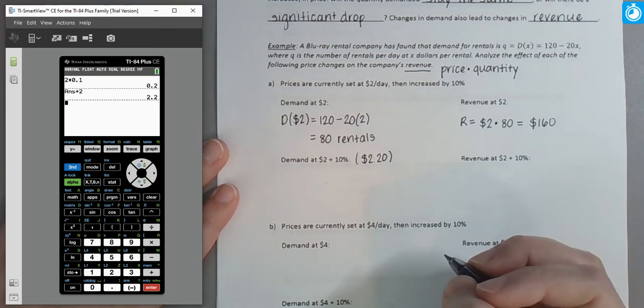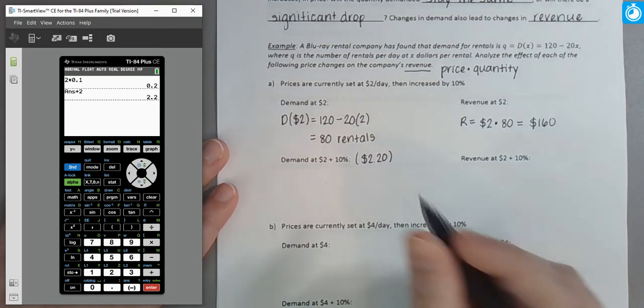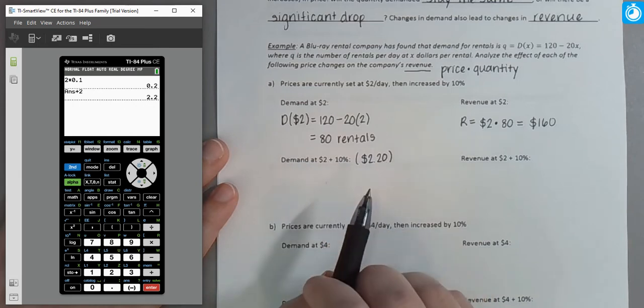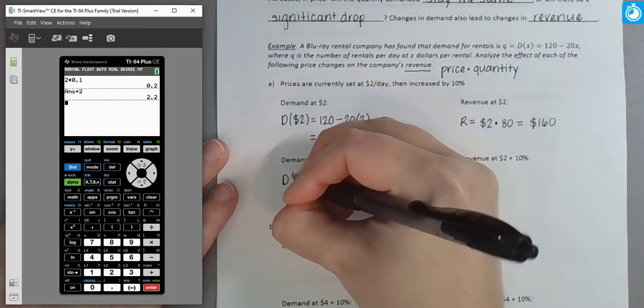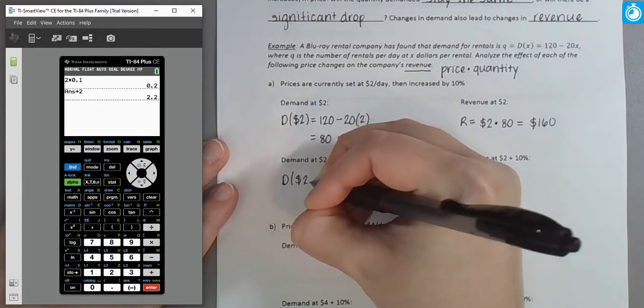So what's going to happen to demand? Well, in general, we expect the quantity demanded to go down. If we charge more, in general, fewer people are willing to purchase our product. But how much is it going to go down? That's the question we want to answer.